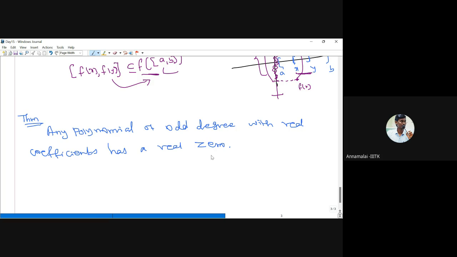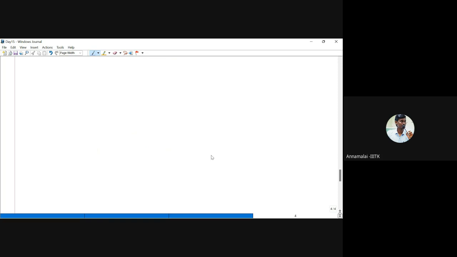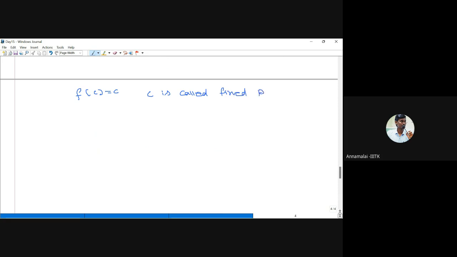Now, one more theorem is the fixed point theorem. Fixed point means what? Suppose f of c maps to c, that is, f of some c equals c. Then c is called a fixed point of the function f. Here f is a continuous function.